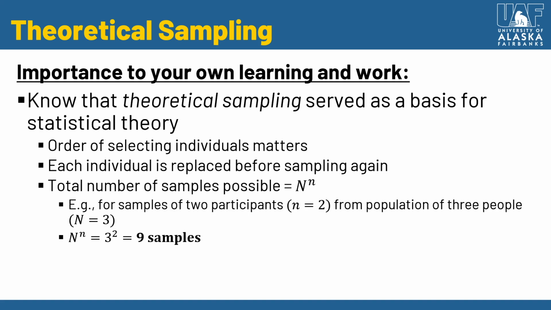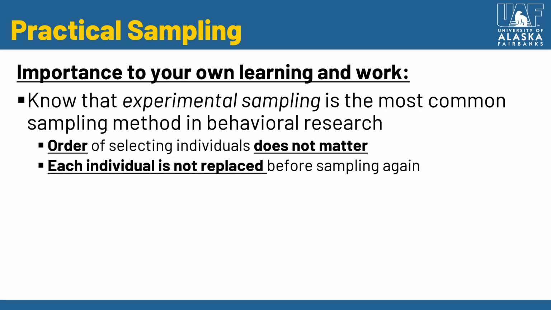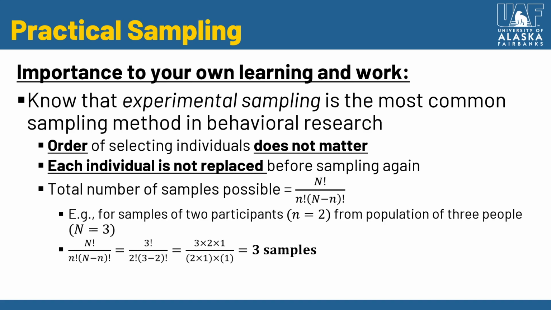And so there's some math here that I'm not going to go into, but you're welcome to pause if you want to spend a little bit more time on this. Practical sampling, practical meaning that it's what we typically tend to do. This is most common in behavioral research, and order generally does not matter, and each individual is not replaced before sampling again. So yeah, more math if you want to look at it.